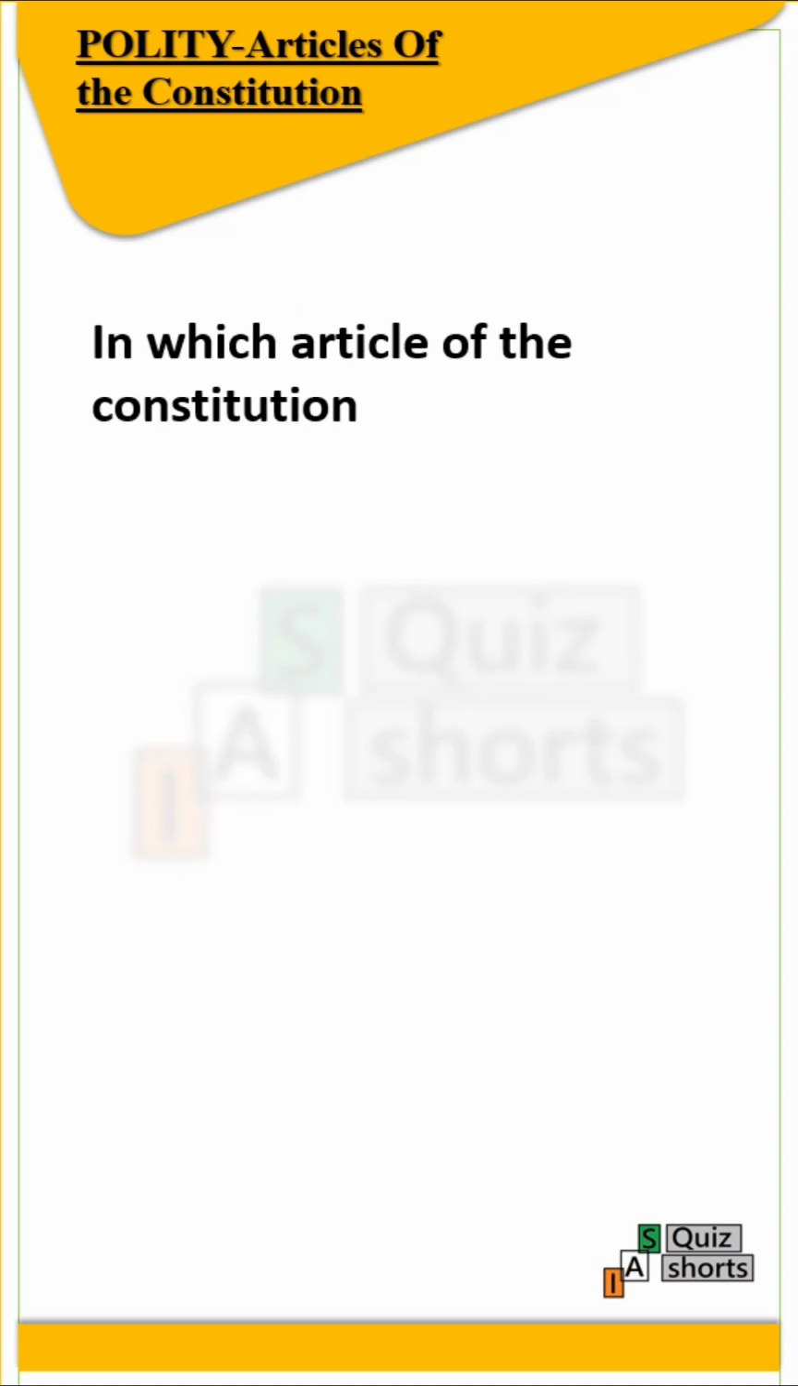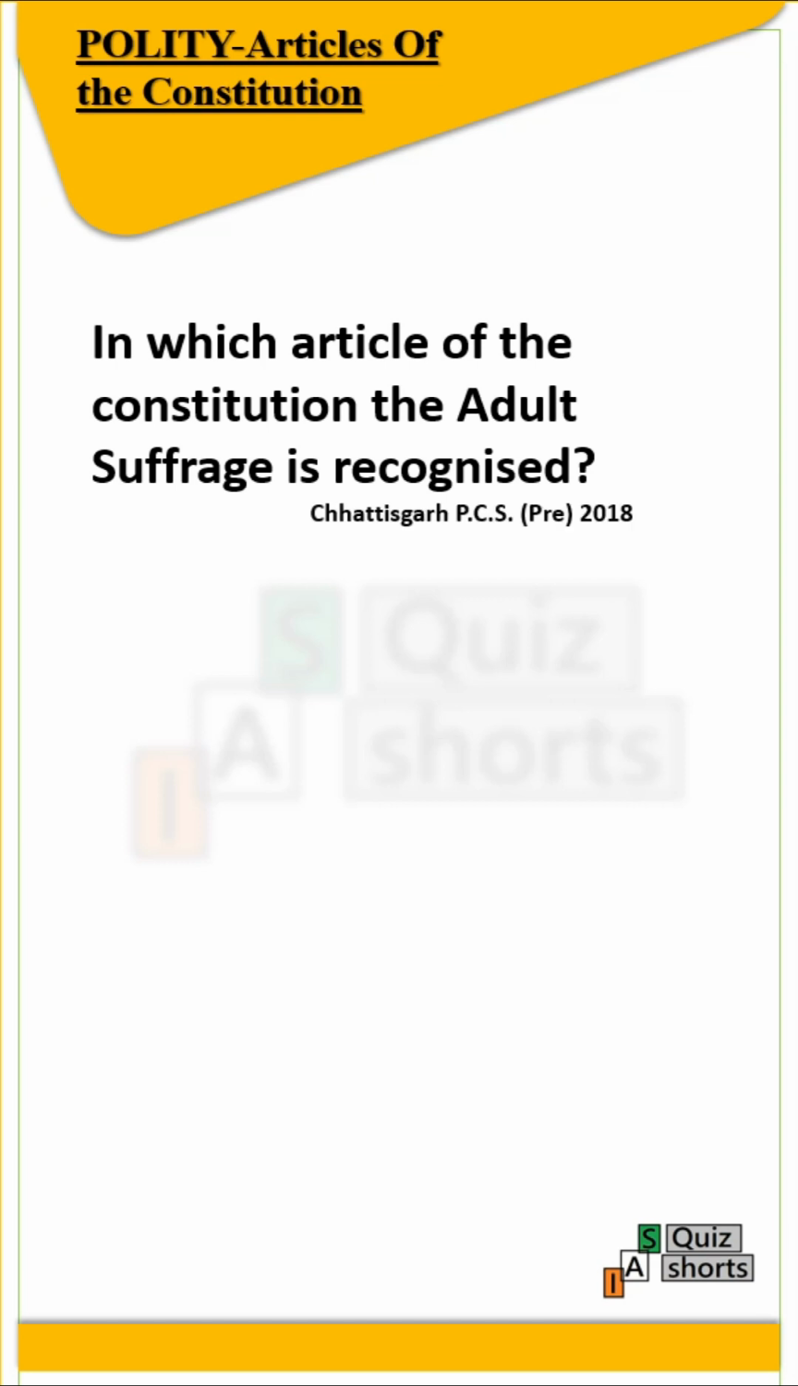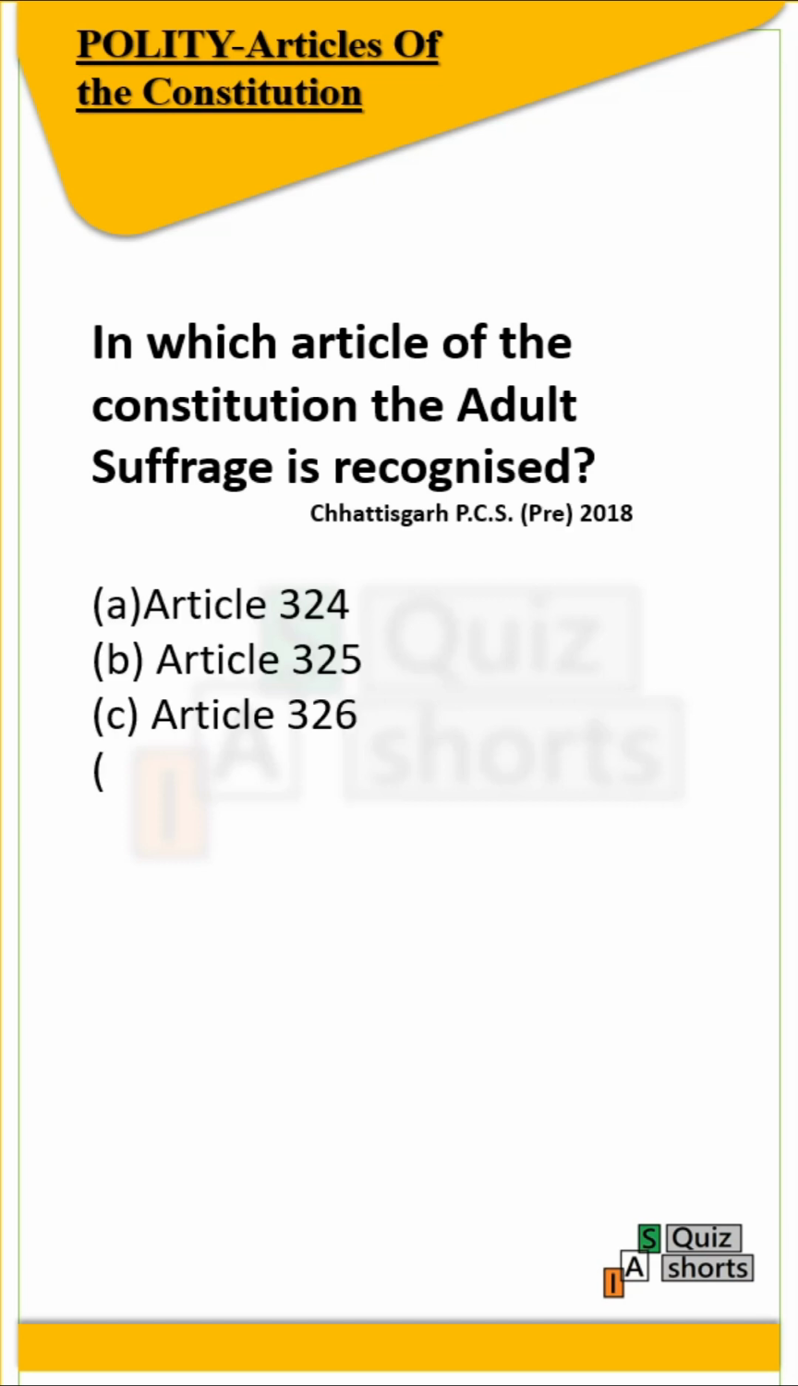In which article of the Constitution the adult suffrage is recognized? Option A, Article 324, Option B, Article 325, Option C, Article 326, Option D, Article 327. Answer is option C, Article 326.